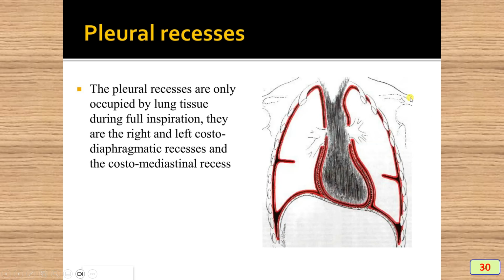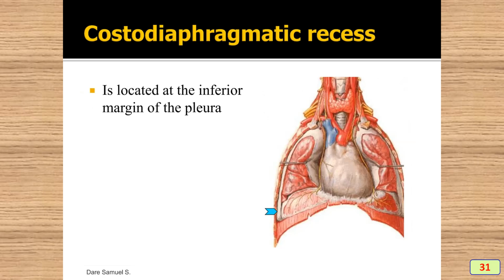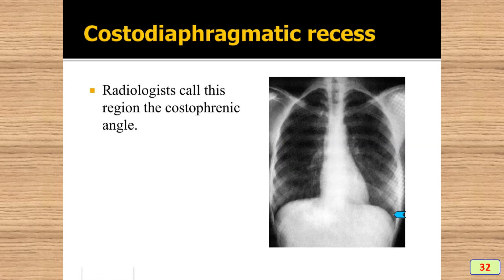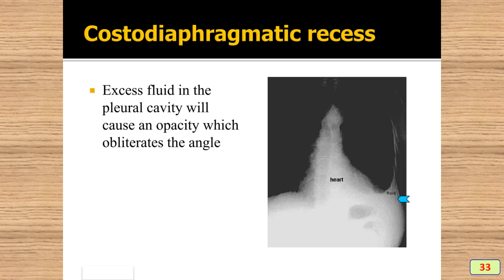They are the right and left costodiaphragmatic recesses, especially along the pleural reflections. The costodiaphragmatic recess is located at the inferior margin of the pleura. This also exists in the case of cattle. Radiologists call this region the costophrenic angle, the angle where the costal end of the diaphragm rests.